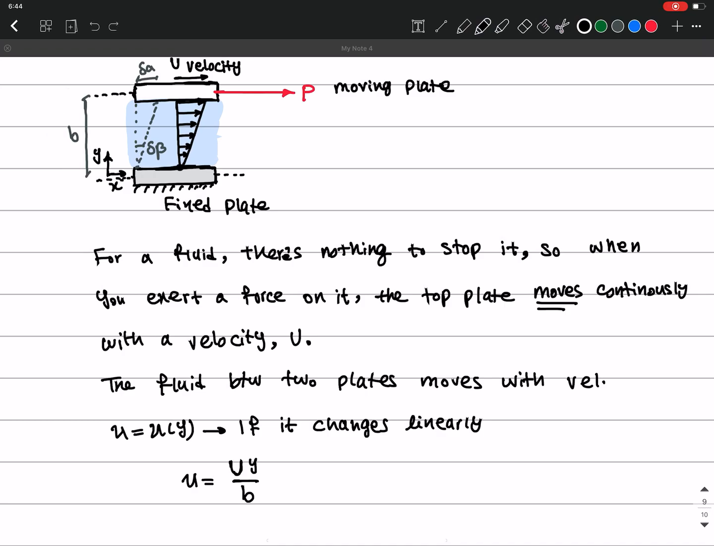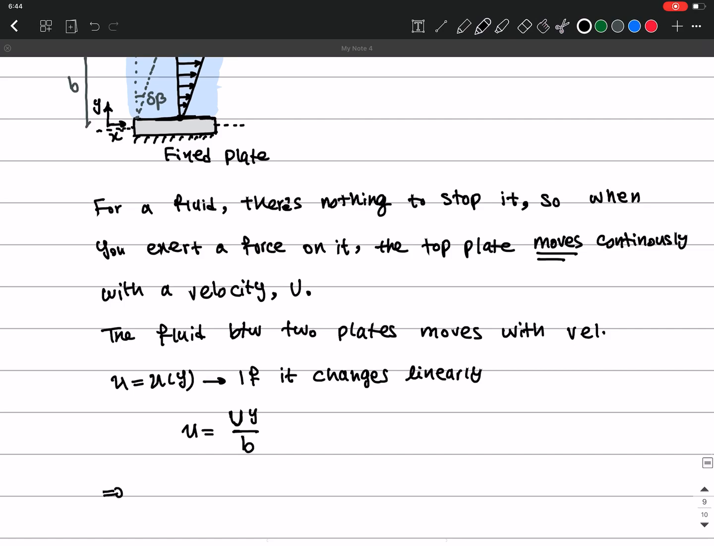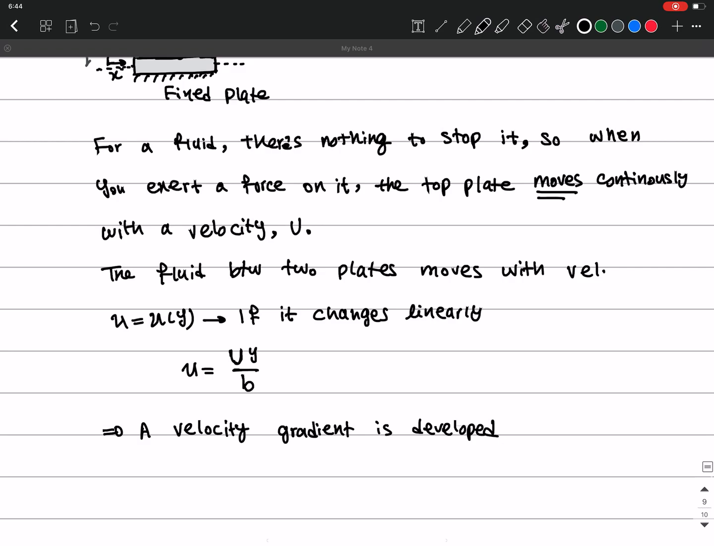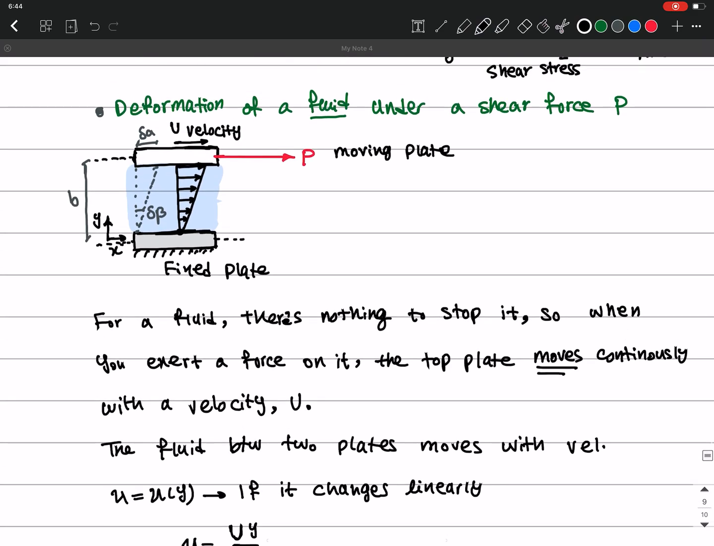As you see, a velocity gradient is developed, because the velocities are different at different locations. So du over dy is going to be the velocity gradient here, the gradient of the velocity with respect to the y coordinate, or y direction.